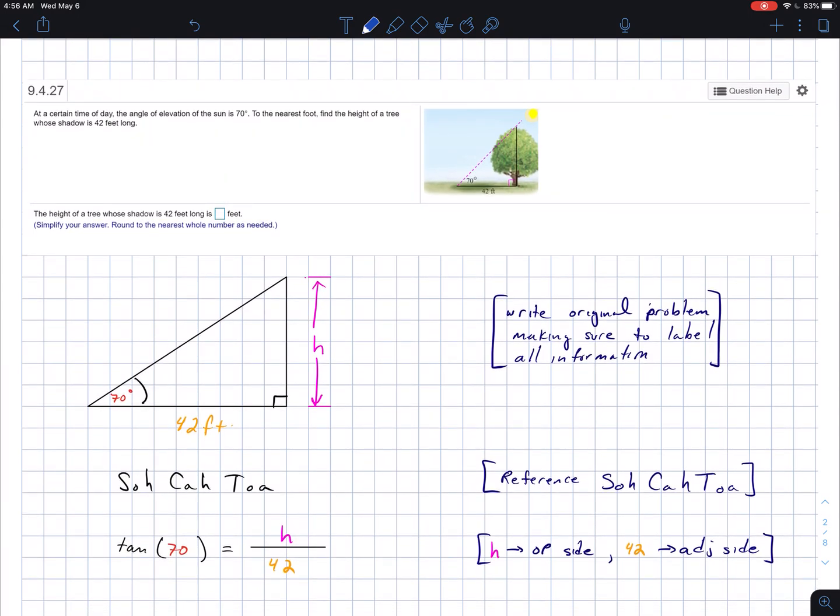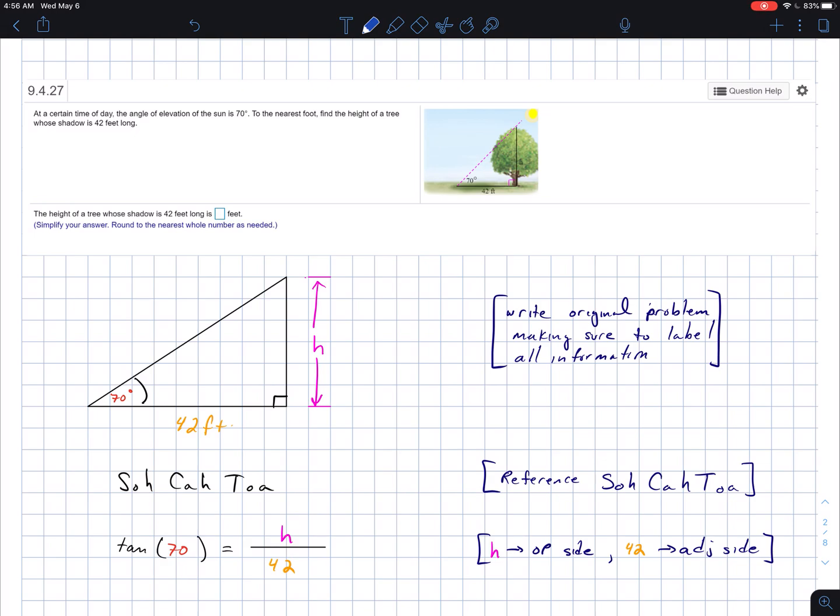Okay. At a certain time of day, this is 9.4.27, the angle of elevation of the sun is 70 degrees. To the nearest foot, find the height of the tree whose shadow is 42 feet long. Okay, well, it gave us a nice picture, and that's great. That helps us out a lot, right?